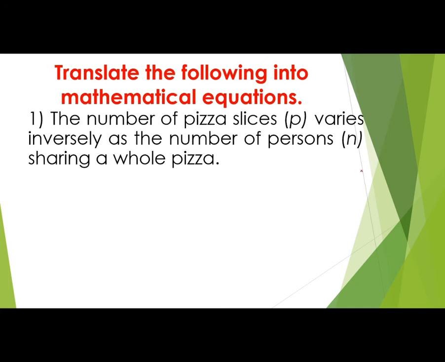So let us translate the following into a mathematical equation. The number of pizza slices varies inversely as the number of persons sharing a whole pizza. So P varies inversely as the number of persons, P equals K over N.